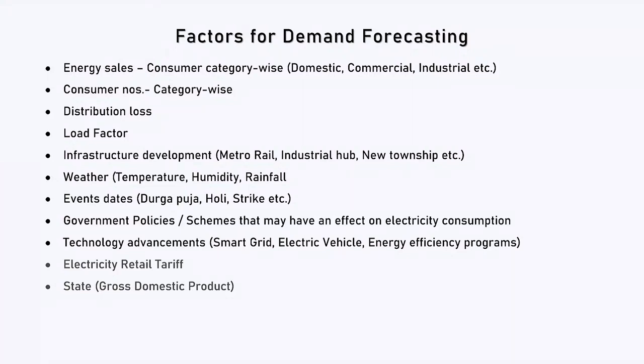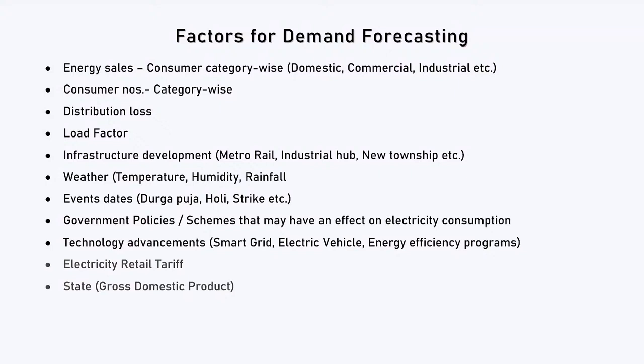Now weather, as I said, during May when summer peaks, demand also peaks. So demand depends on temperature, more on feel factor. How do we feel? How is the temperature? Then humidity, rainfall, events, whether Durga Puja or a strike or Holi, so it affects.